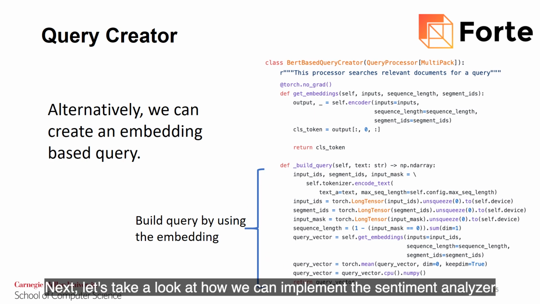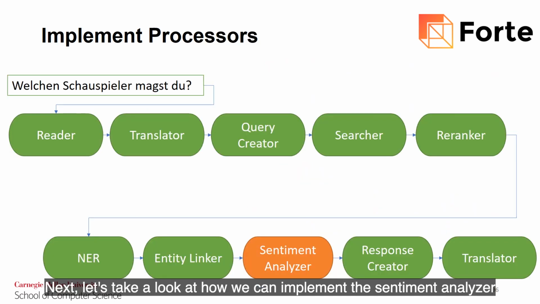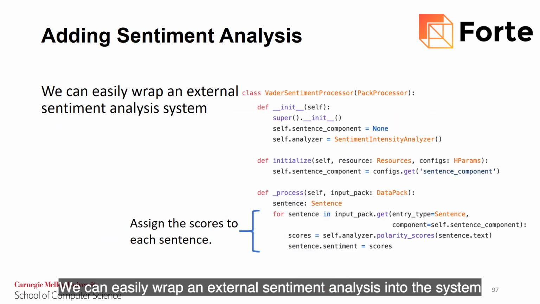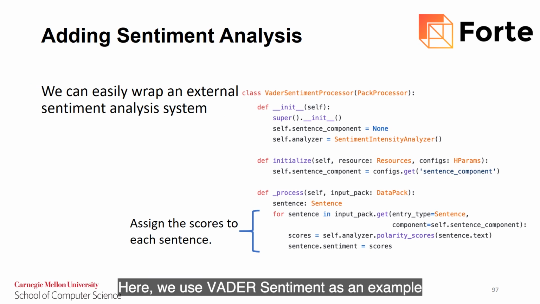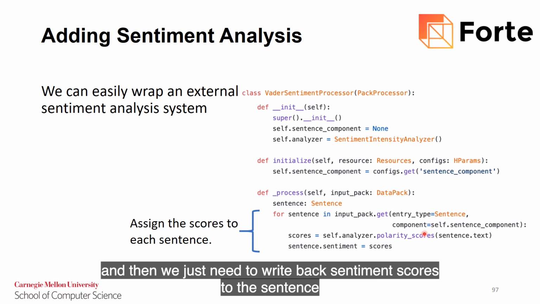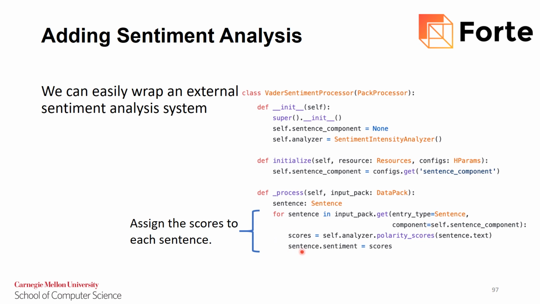Next, let's take a look at how we can implement a sentiment analyzer. We can easily wrap an external sentiment analysis into the system. Here, we use Vader sentiment as an example. This is very simple. In the process function, what you need to do is to get sentences and pass the sentence text to the analyzer. And then we just need to write back sentiment scores to the sentence.